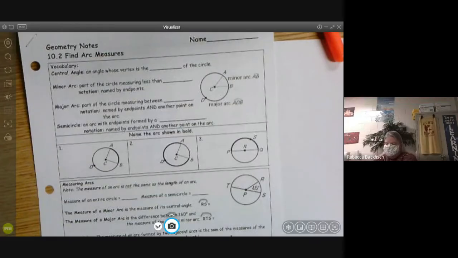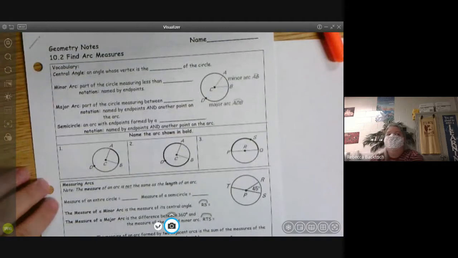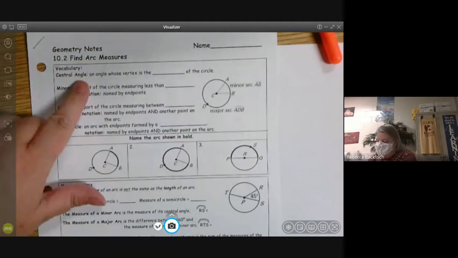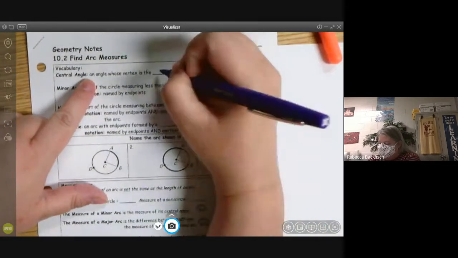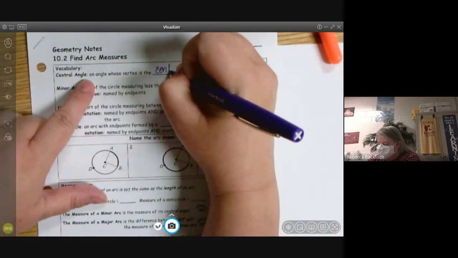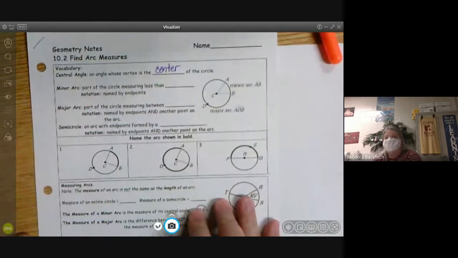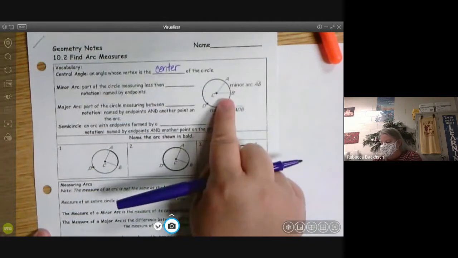at arcs and central angles. And the first thing we have to do is define a central angle. A central angle is an angle whose vertex is at the center of the circle. So this angle shown right here, angle ACB or BCA, that's a central angle.